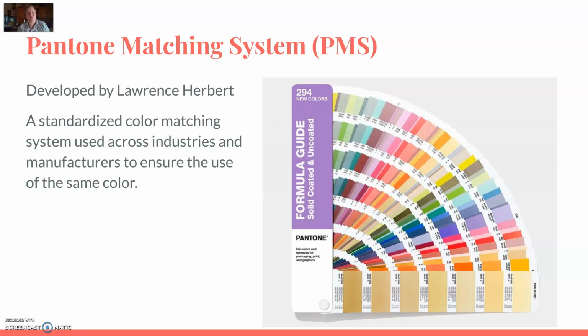Now, the Pantone matching system, I found out, was developed by a gentleman named Lawrence Herbert for the Pantone company. So this is a standardized color matching system. A lot of people use this, so I won't say everybody, across different industries and manufacturers to ensure the use of the same color. So you would have these values set in this guide, and I could go to one print shop and get something done, and then I could take it to a different one, and it's going to be the exact same color. There's not going to be any differences in the values. This is used not just in printing, it's used in fashion and graphic design and so many other things. It's really fascinating to learn about and look into.